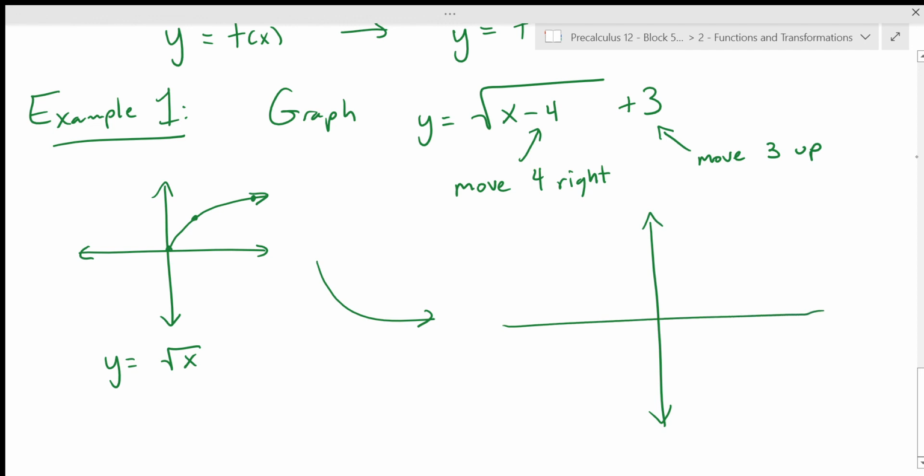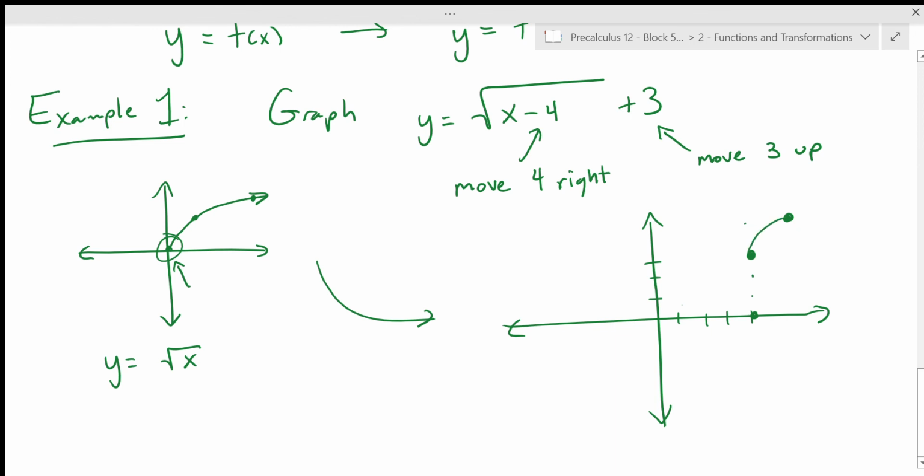So I know if I have to move 4 right, I'm going to go 1, 2, 3, 4. My starting place is now at 4, and I have to go 3 up, so I'm going to move 1, 2, 3. Notice what I'm doing is starting by moving a key point. My key point is that starting point right there. Then I'm going to graph from here the same way I would have graphed this. So I'm going to go over 1, up 1. That was my first point. This point was at 1, 1. Now it's at 5, 4.